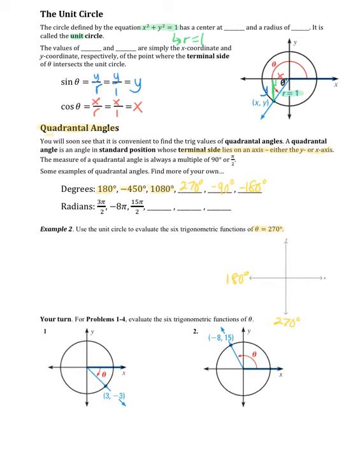Negative 8 pi, that's an example of a multiple of 180. So anything that's going to be a quadrantal angle is either going to end with a pi or a pi over 2. So that's the one thing we've got to watch out for, these quadrantal angles.